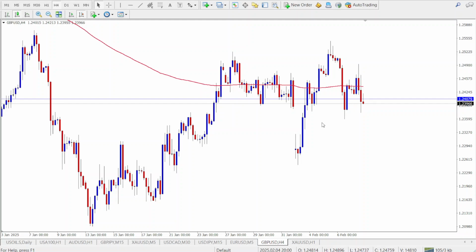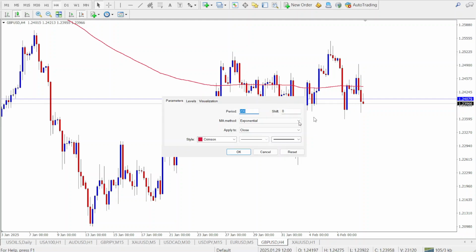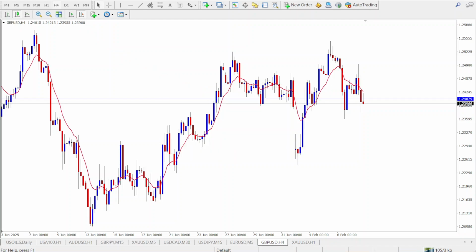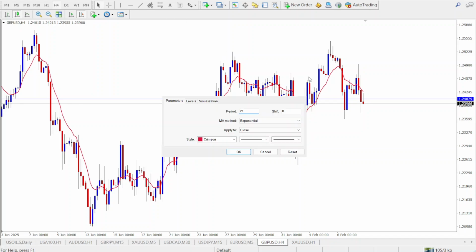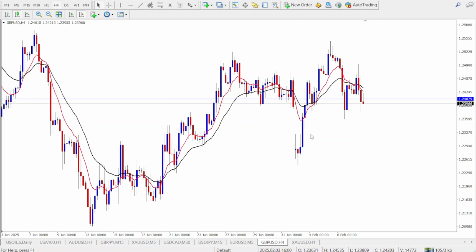Choosing the right moving average settings depends on your trading style, but here are the most commonly used ones. For short-term trading, which is scalping or day trading, you can use the 9 period EMA and the 21 period EMA, because this helps to catch quick price movements.